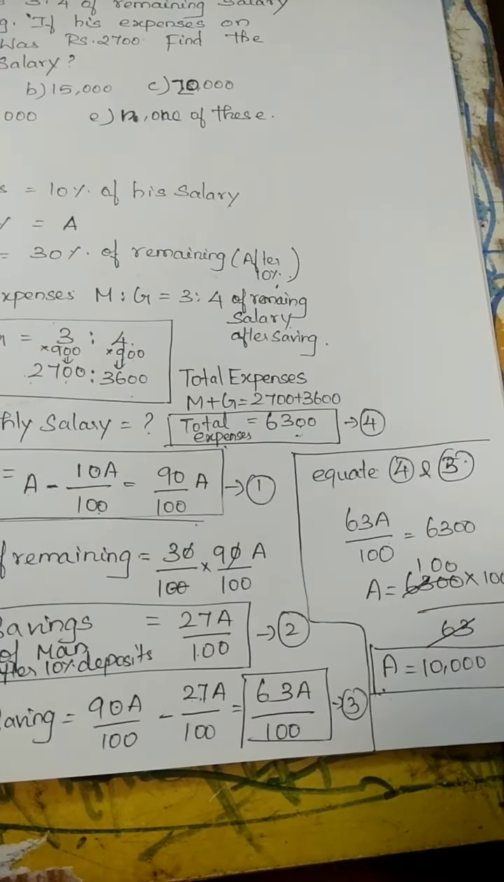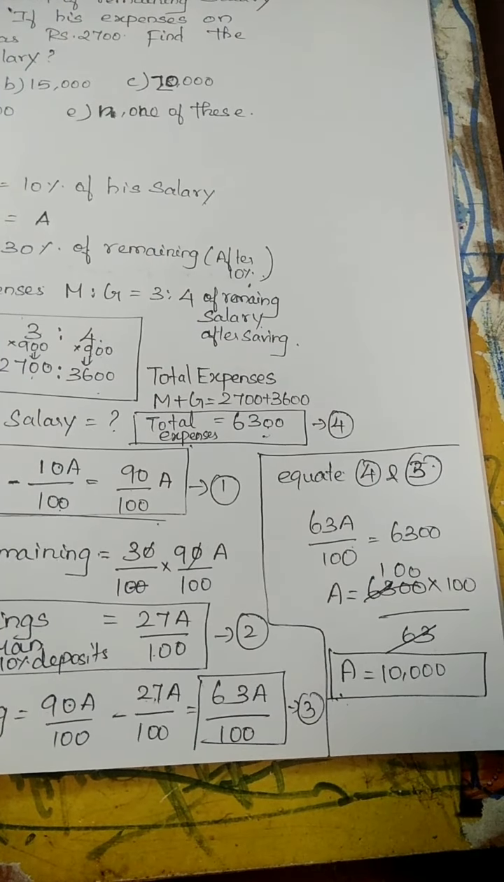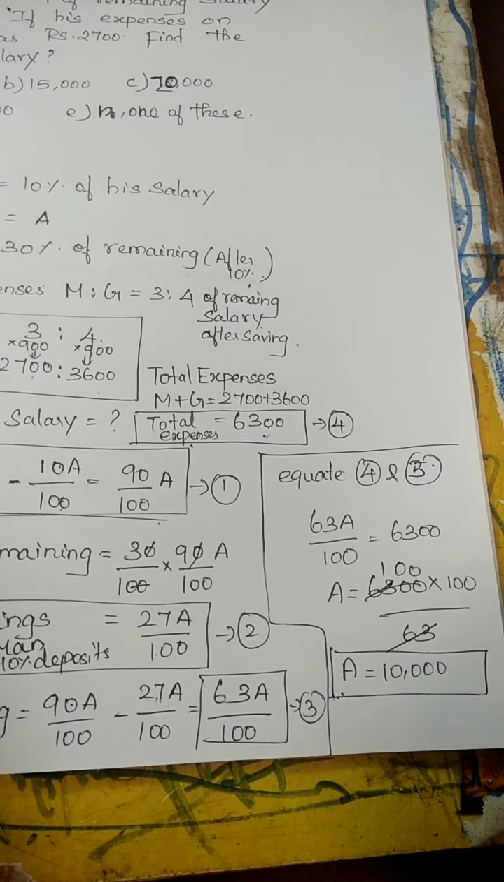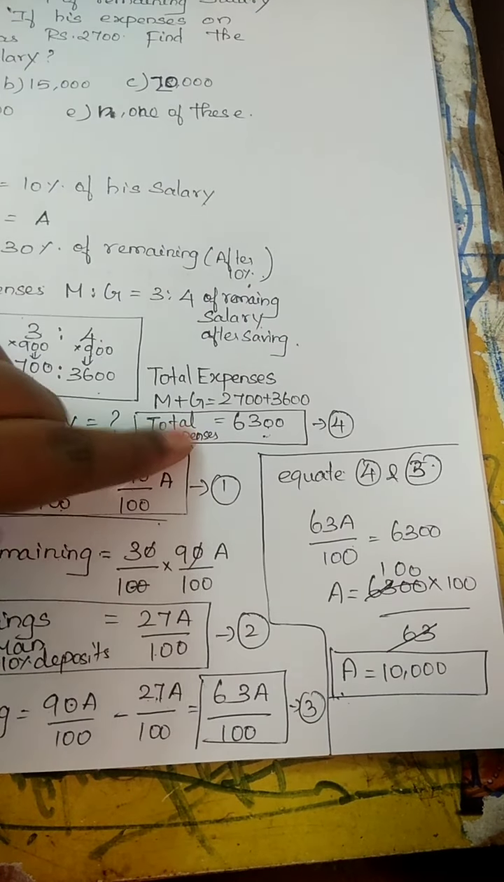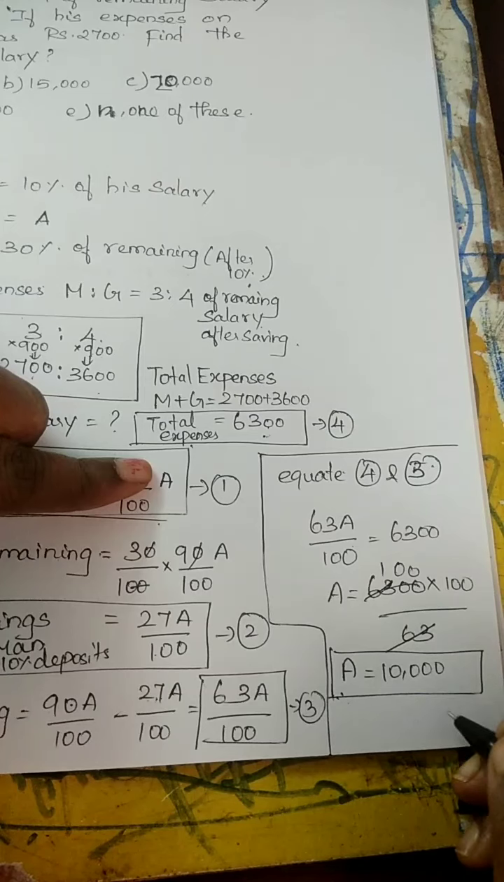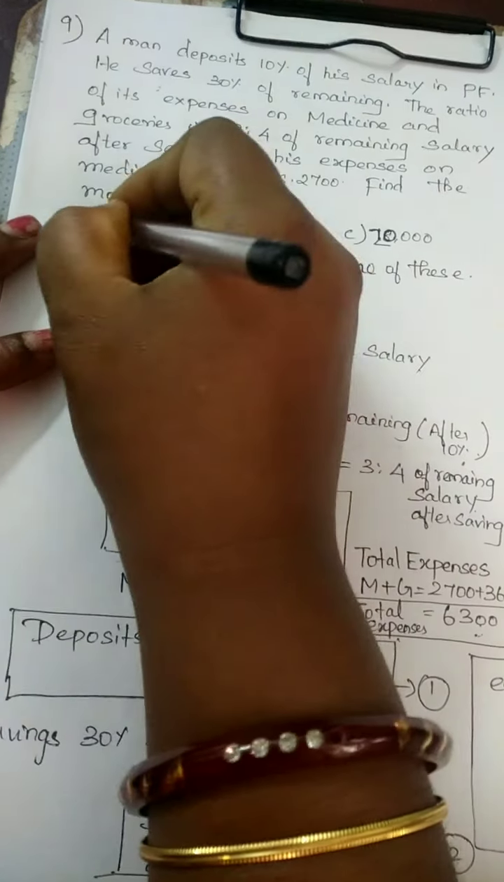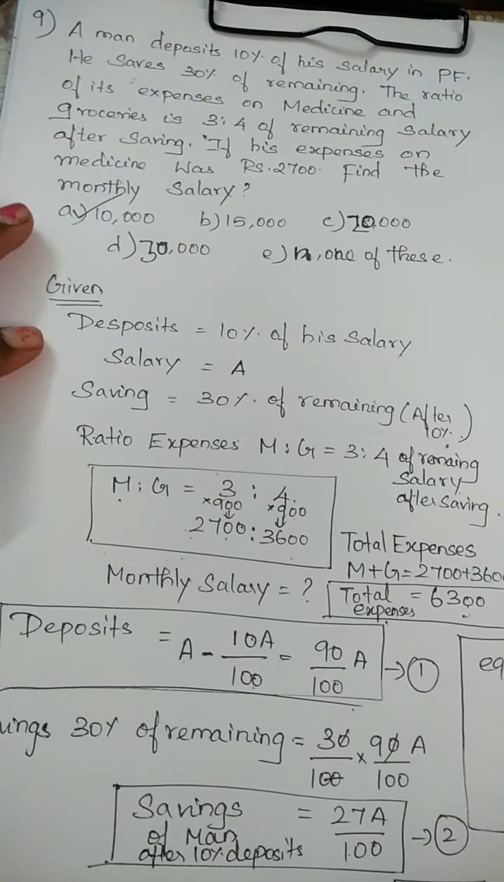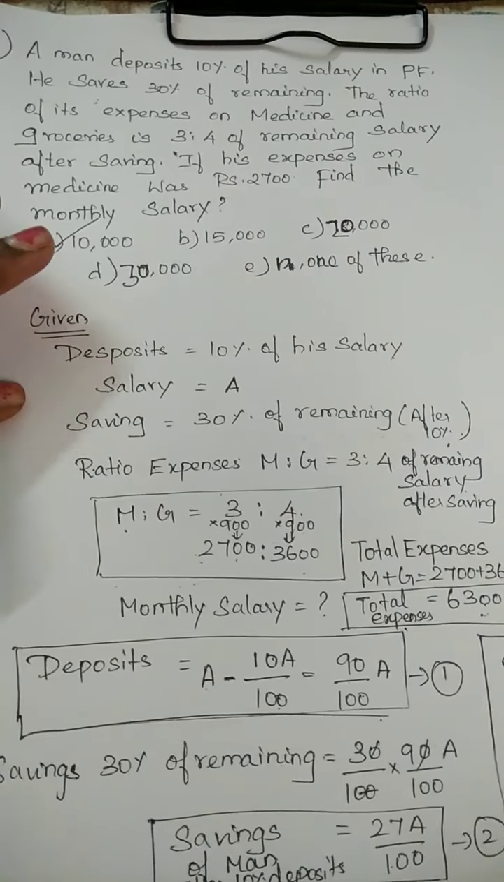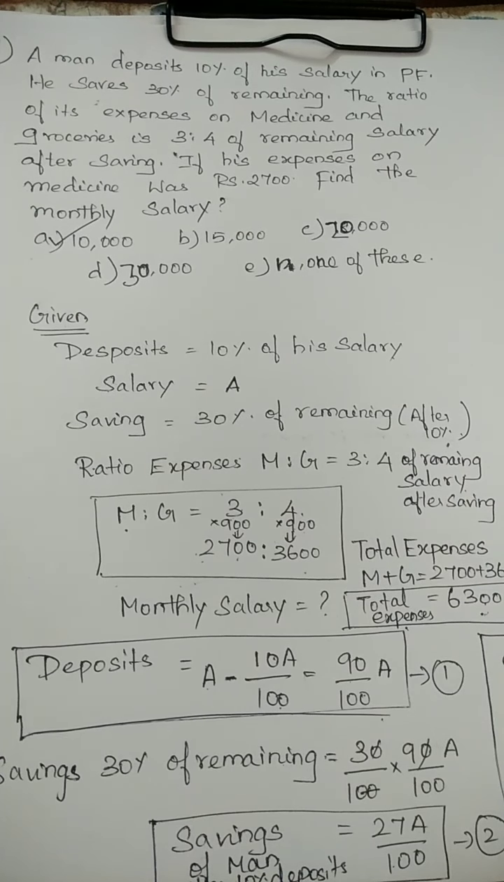Okay guys, A is 10,000. Let's equate the expense. We will get the monthly salary as 10,000. So option A is the right answer. Any doubt, guys?